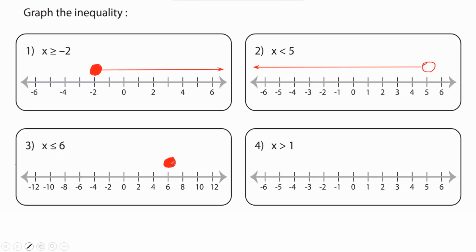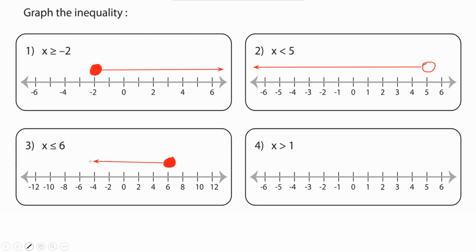All right, so we're gonna shade it. And when we shade it, it says x is less than or equal to 6. So are we gonna go to the right or to the left? Left. We're gonna go to the left. Very good. Since we're going to the left, that means we go to the left-hand side. Why? Because it's gonna be less than.